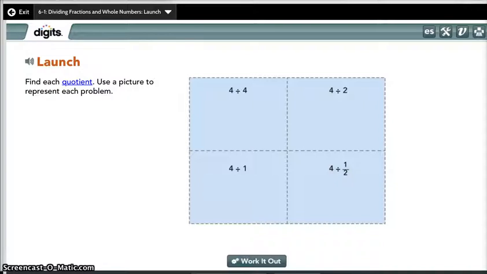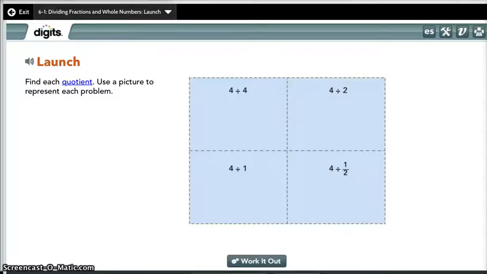During our last chapter, we were talking about multiplication with fractions and whole numbers and mixed numbers. And this chapter, we'll be talking about division of fractions and whole numbers and mixed numbers. But I think that you'll make a lot of connections between what you learned during that last chapter and what you'll be learning in this chapter.